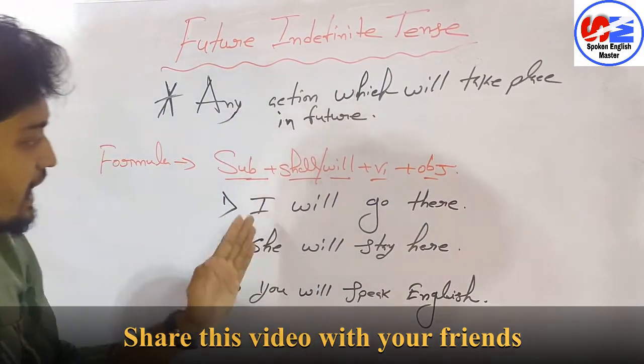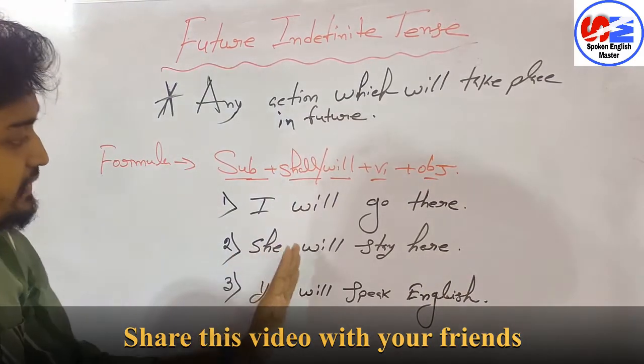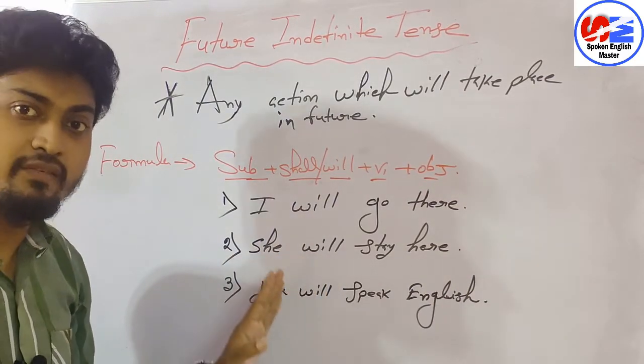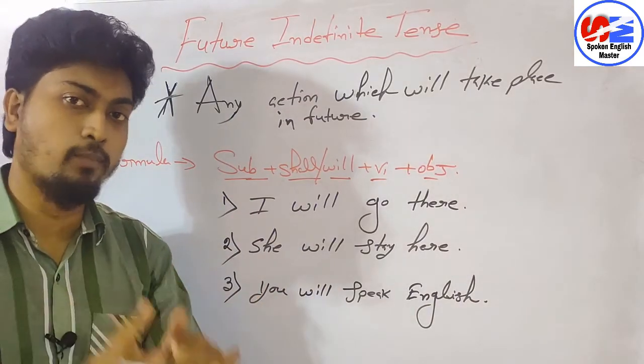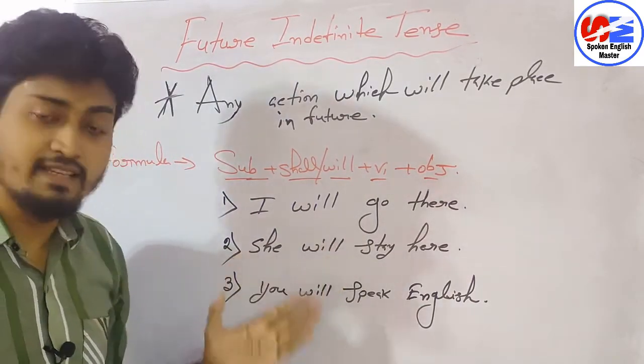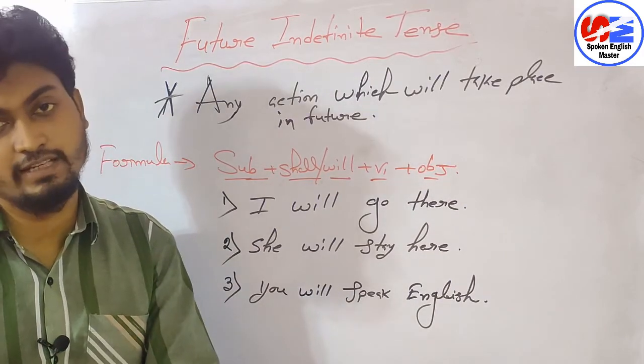Again, I am repeating. I will go there. मैं वहाँ जाऊँगा. She will stay here. वो यहाँ पे रहेगी. You will speak English. तुम इंग्लिश बोलोगे. Okay. How to convert these sentences into negative sentences, interrogative sentences, as well as negative interrogative sentences.